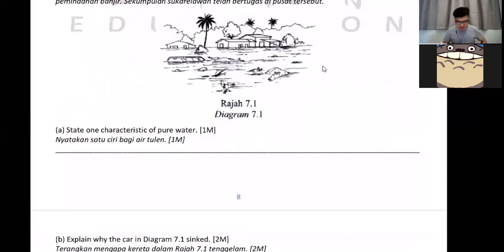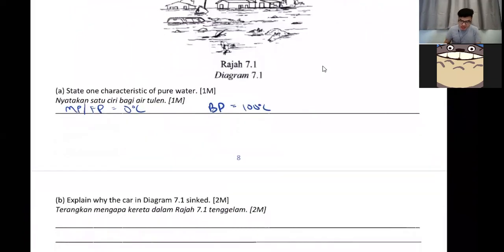I mentioned this already. You can say melting point or freezing point of 0, or boiling point of 100. Takat lebur, takat didih, and takat beku. You can say high surface tension, odorless, tasteless, colorless, density 1 gram per cm cube. Any one of it, you just need 1 point. I will usually just stick to these points because they are the easiest to write.